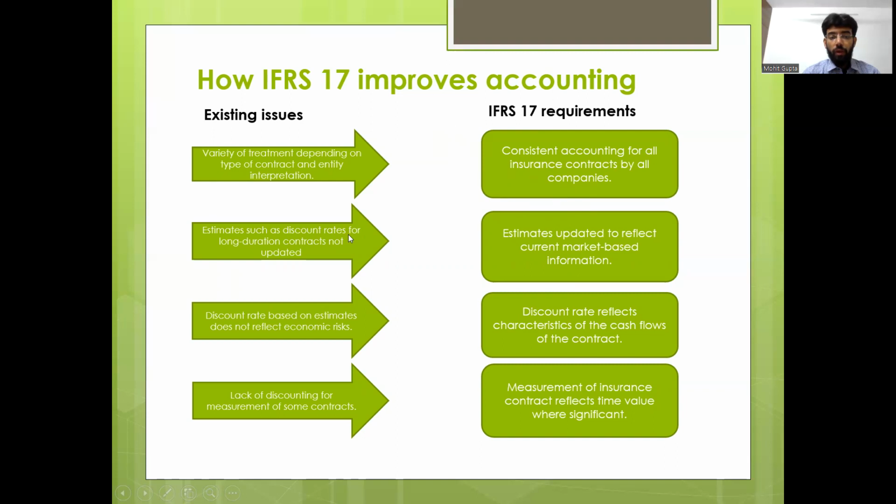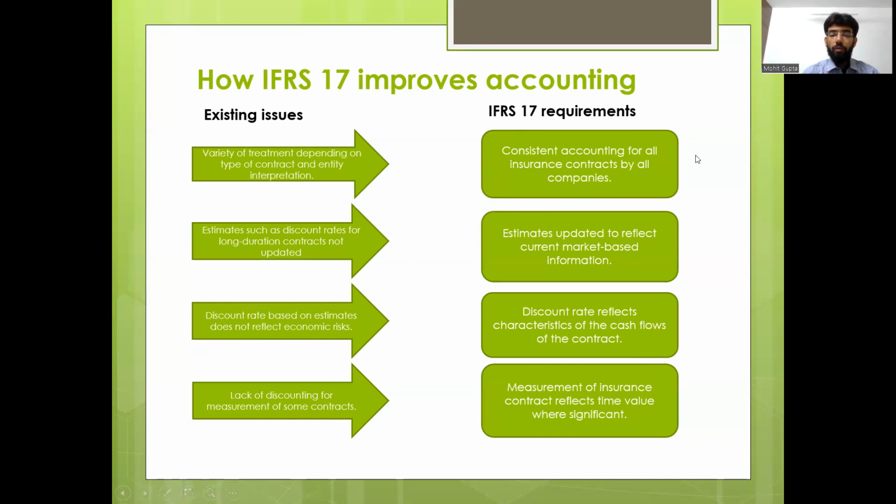Estimates such as discount rates for long duration contracts not updated. So estimates updated to reflect current market based information. Discount rate based on estimates does not reflect economic risks. Discount rate reflects characteristics of the cash flows of the contract. Lack of discounting for measurement of some contracts. Measurement of insurance contract reflects time value where significant. So these are the existing issues that IFRS 17 will overcome.